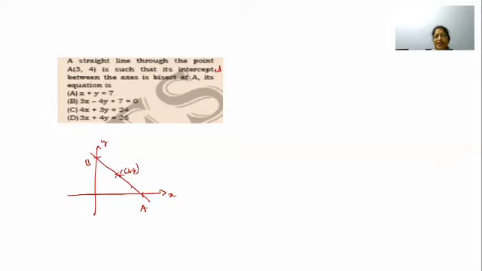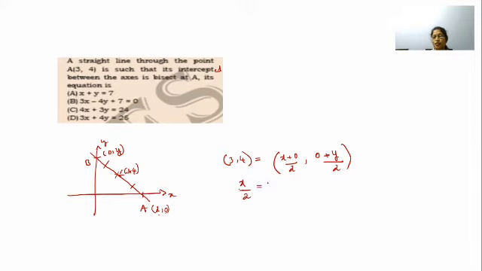It is bisected at A, meaning this is the midpoint of AB. So any point on x-axis has the coordinates x, 0, and on y-axis it is 0, y. So you know the midpoint formula. 3, 4 is the midpoint. What is the midpoint formula? x1 plus x2 by 2, that is x plus 0 by 2, and y1 plus y2 by 2. Equate the corresponding coordinates: x by 2 is equal to 3 and y by 2 is equal to 4.